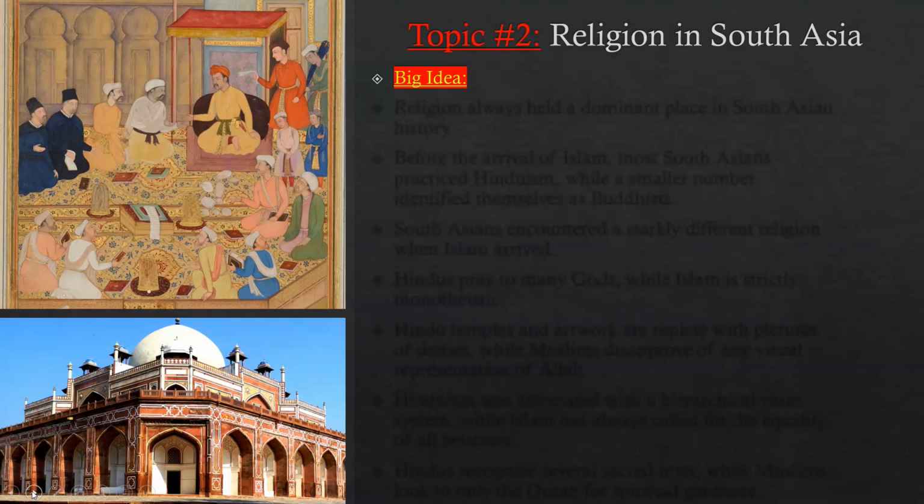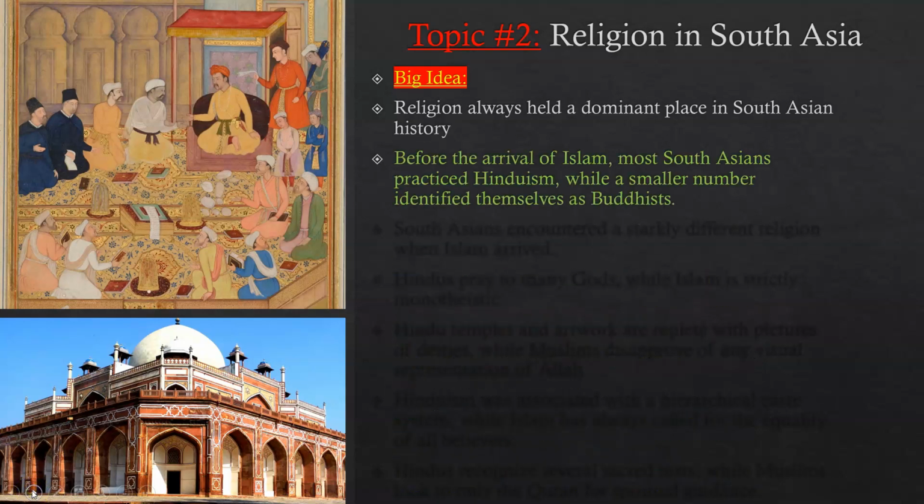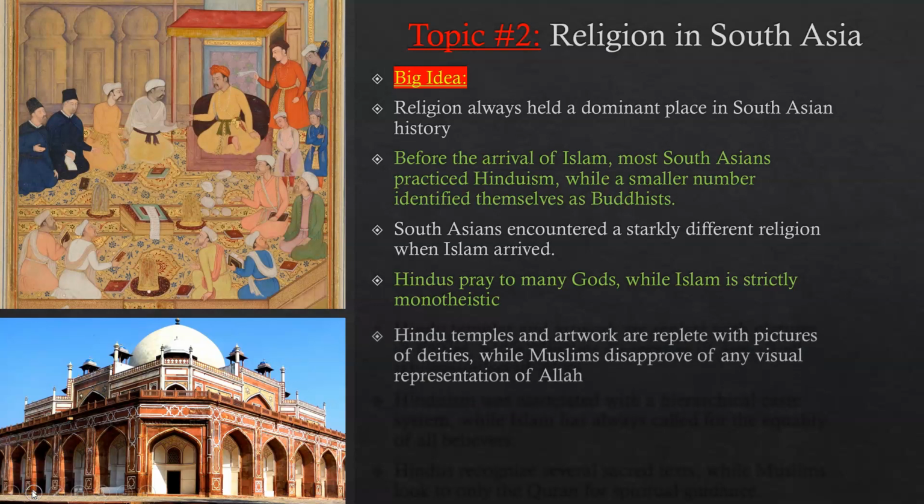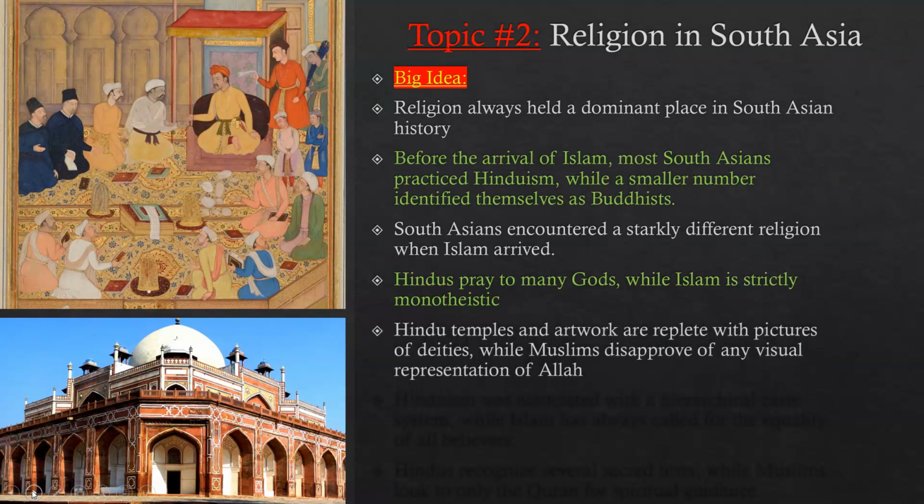Topic number 2, religion in South Asia. Religion always held a dominant place in South Asian history. Before the arrival of Islam, most South Asians practiced Hinduism, while a smaller number identified themselves as Buddhist. South Asians encountered a starkly different religion when Islam arrived. Hindus, for example, prayed to many gods. What do we call that? That's polytheistic. Islam was strictly monotheistic, one God.